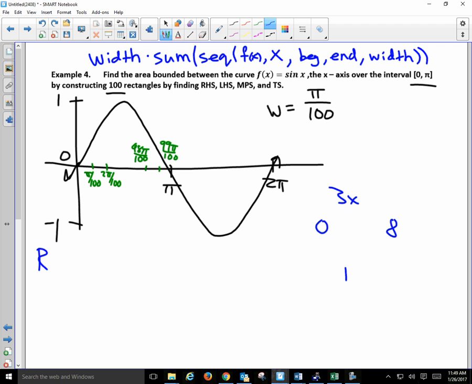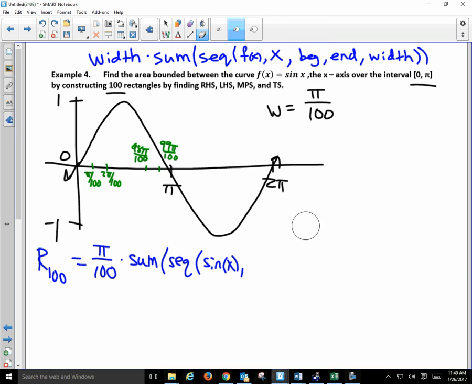Right-hand sum of 100. Let's write it out, and then we'll put it in our calculator. What is the width? Pi over 100 times the sum of the sequence. What's our function? Sine of x. Do you think I should work in radians or degrees? Radians. Then I do x. I'm doing the right-hand sum. Where do I begin? Pi over 100.